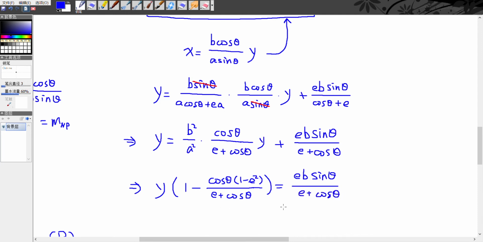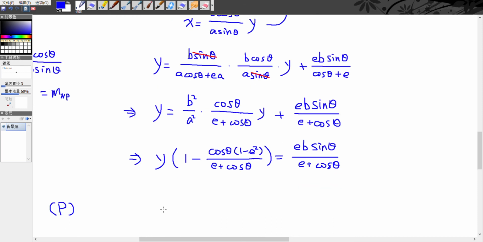So from here we can multiply both the left hand side and right hand side by the factor of e plus cosine theta, which eliminates several terms. So y times e cosine theta minus cosine theta plus e squared cosine theta is equal to e b sine theta.